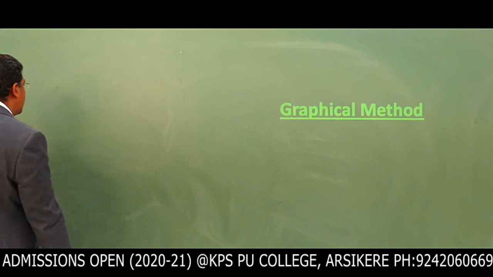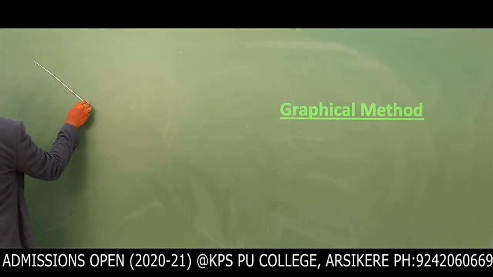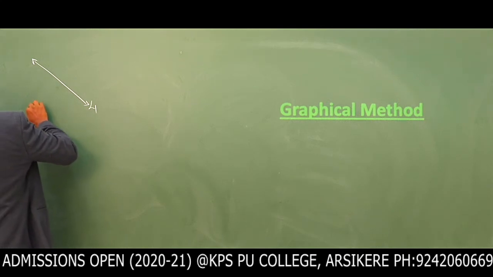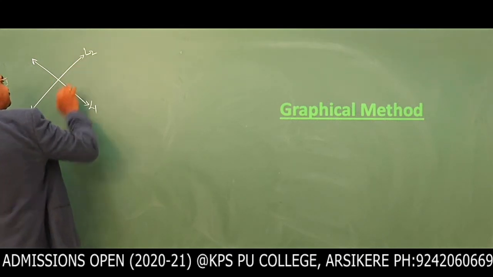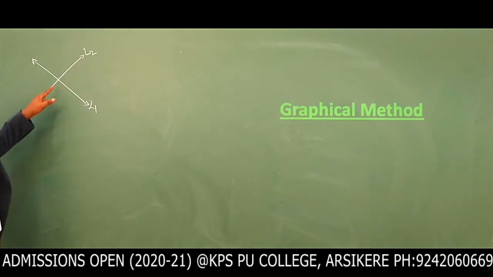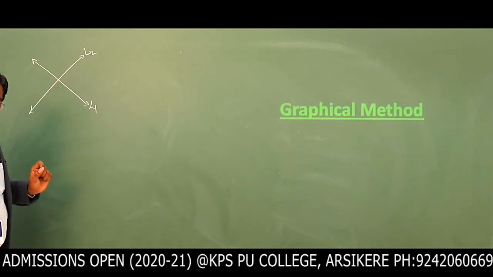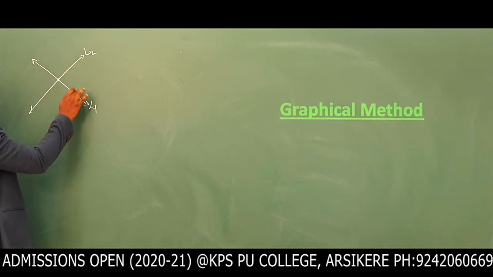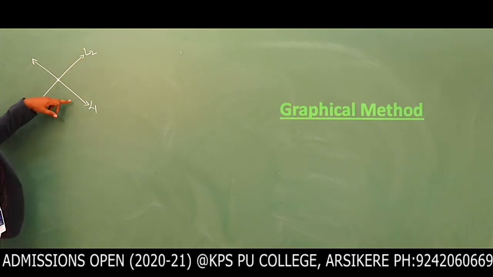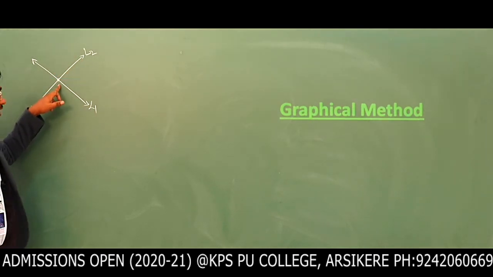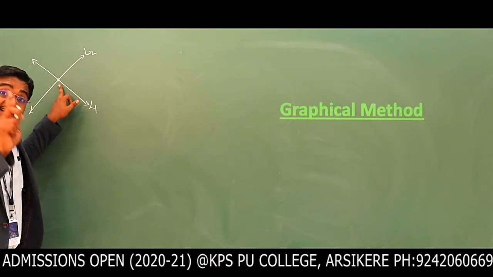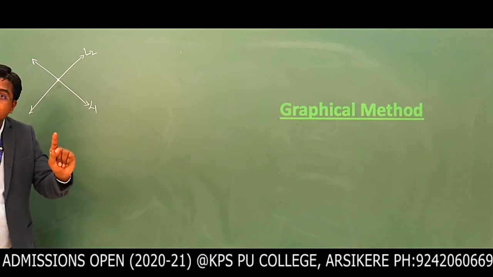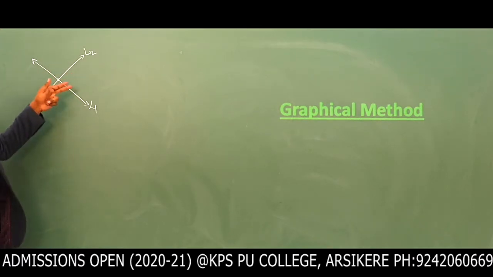First case, I would like to discuss when they intersect. Here we have the line L1, and another line L2. Just observe here. The lines intersect. Here we have a point which is common to both lines L1 and L2. So this point is what we call the point of intersection. Here we get the values of x and y. They represent the solution of these two equations.